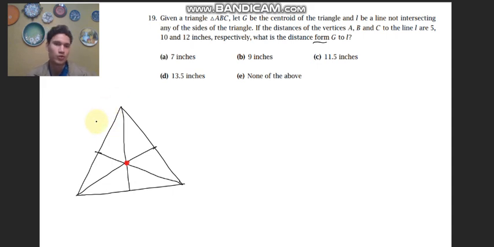There is a proportion that I will use to solve this problem, and it goes like this. The median is divided into two segments. The one that goes from the vertex to the centroid represents 2/3 of the total length of the median, and the one that goes from the centroid to the opposite side is 1/3 of the median.